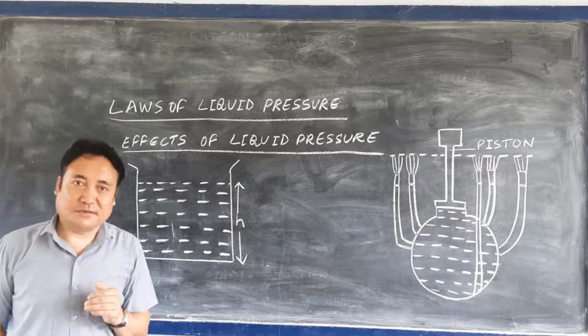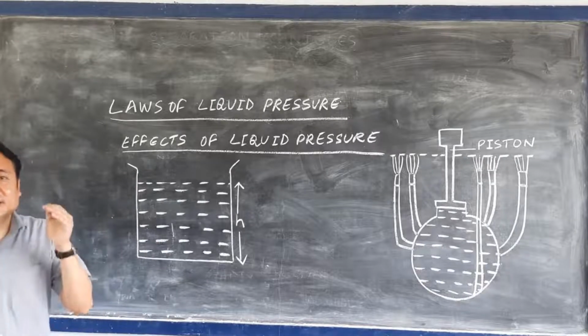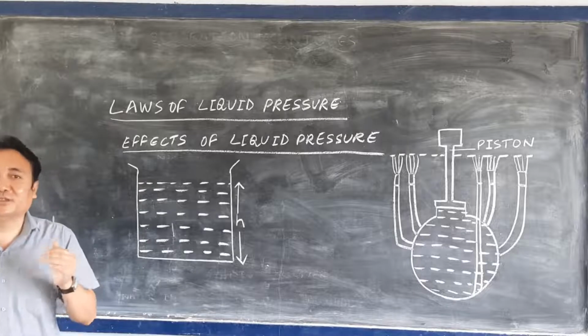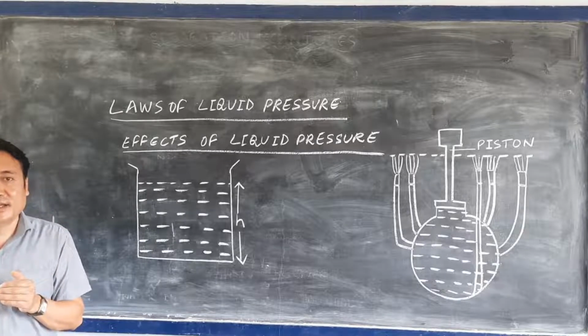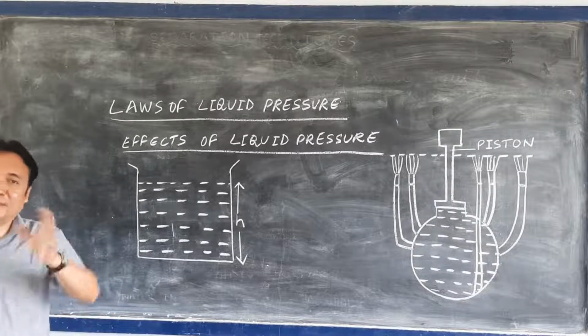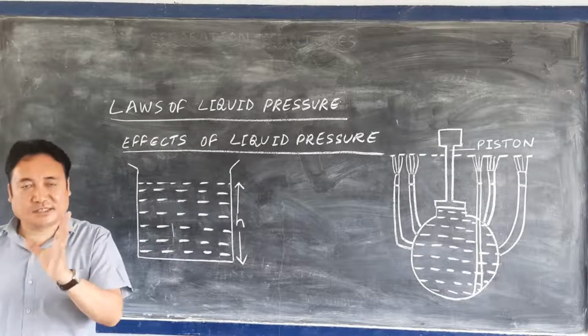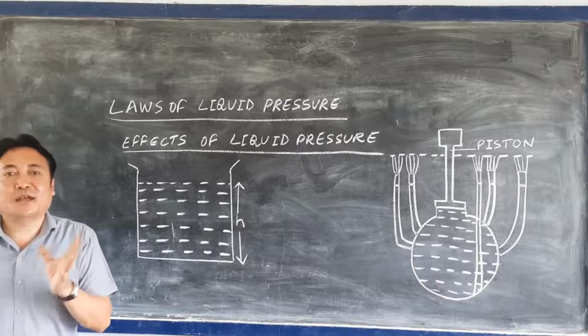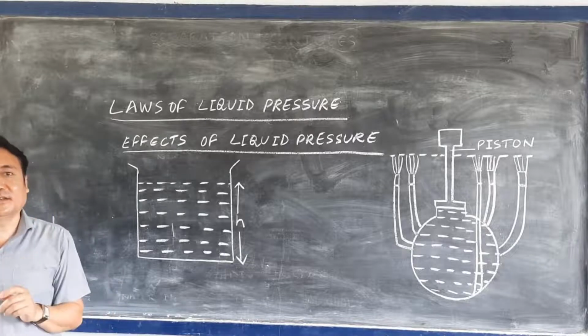So the first law states that inside the liquid, the pressure increases with the increase in depth from the free surface. The second law: in a stationary liquid, when the liquid is not flowing, the pressure is the same at all the points. Everywhere inside a stationary liquid, the pressure is the same. That is the second law.